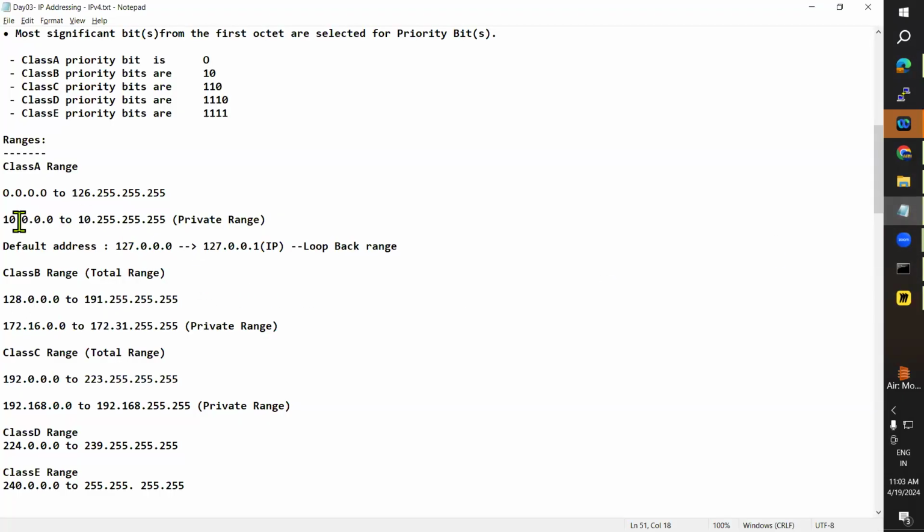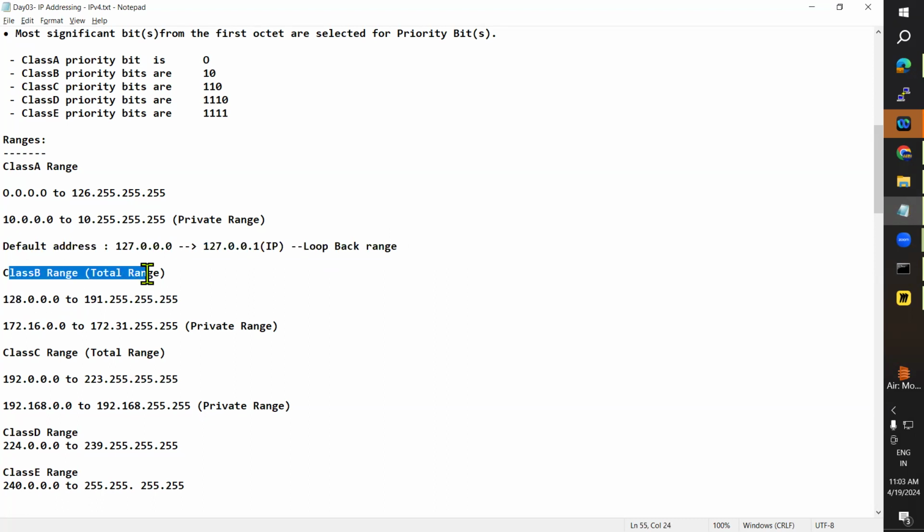So this is a class A range. Class A range is 0 to 126, and this is the loopback address, 127.0.0.1 to 255. Okay. So this is called the loopback address or default address.